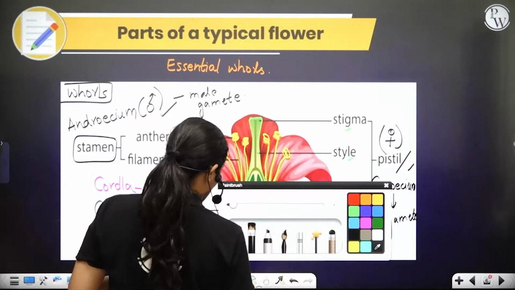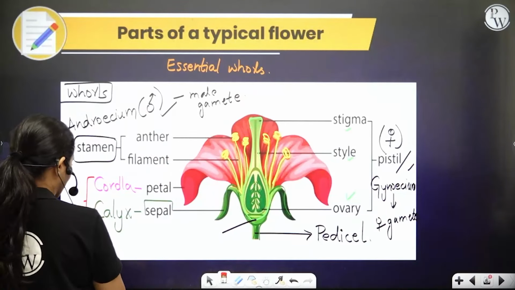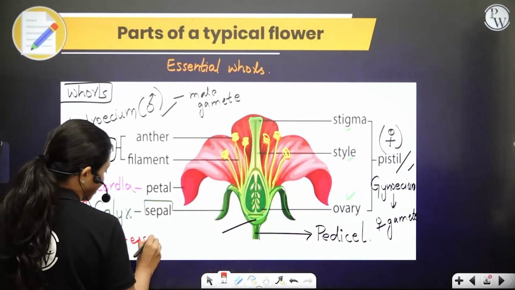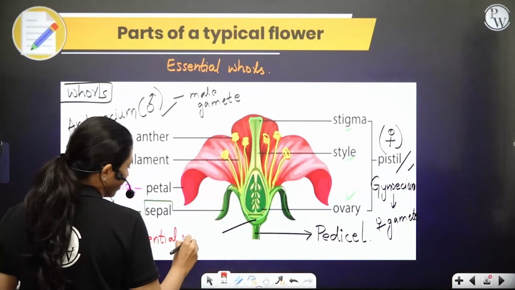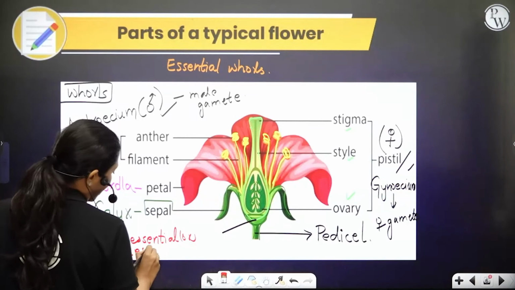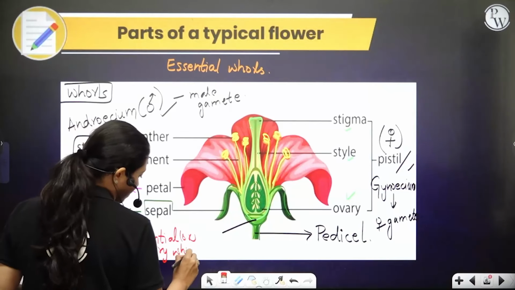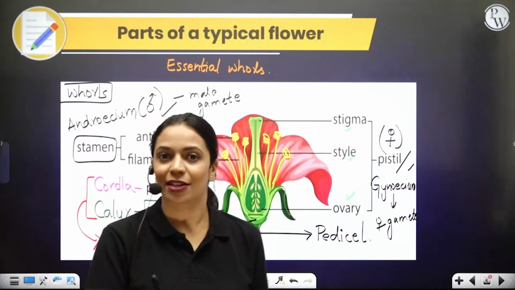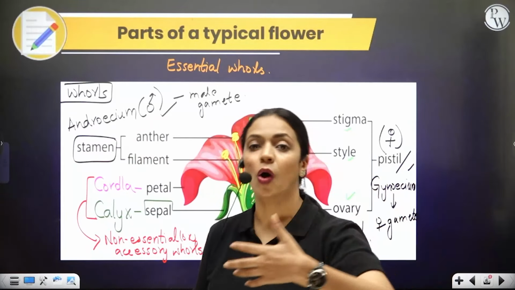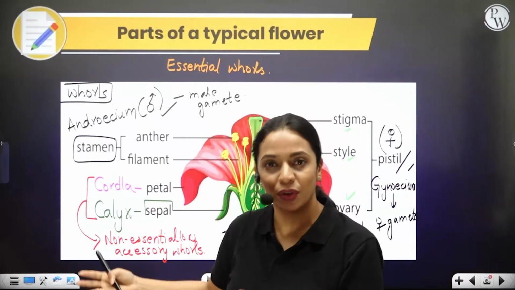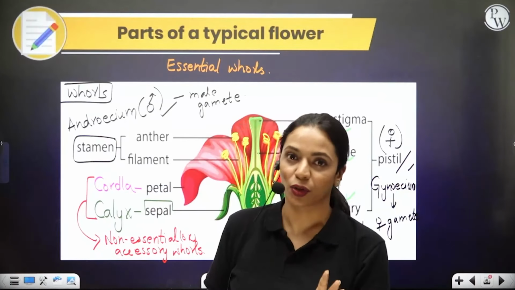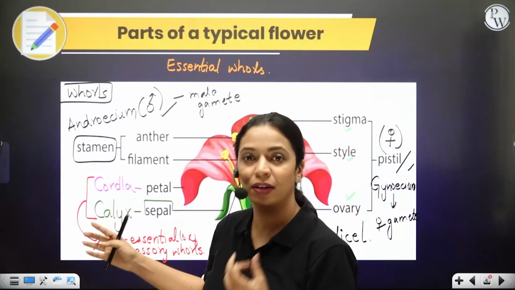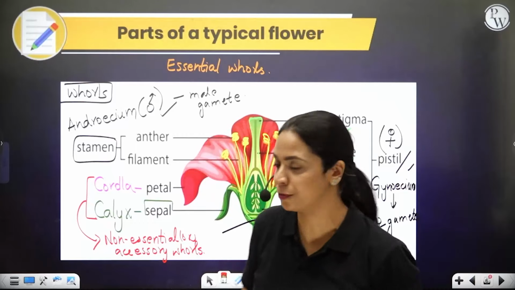Even in the absence of calyx and corolla, reproduction can take place. So they are called non-essential or accessory whorls. Okay. So in this chapter, we are going to be focusing on sexual reproduction. So we will focus more on androecium and gynoecium, because they are absolutely essential for reproduction. Even without calyx and corolla, reproduction can still take place, right? So now let's move on and focus on the structure of the stamen and the structure of the pistil.